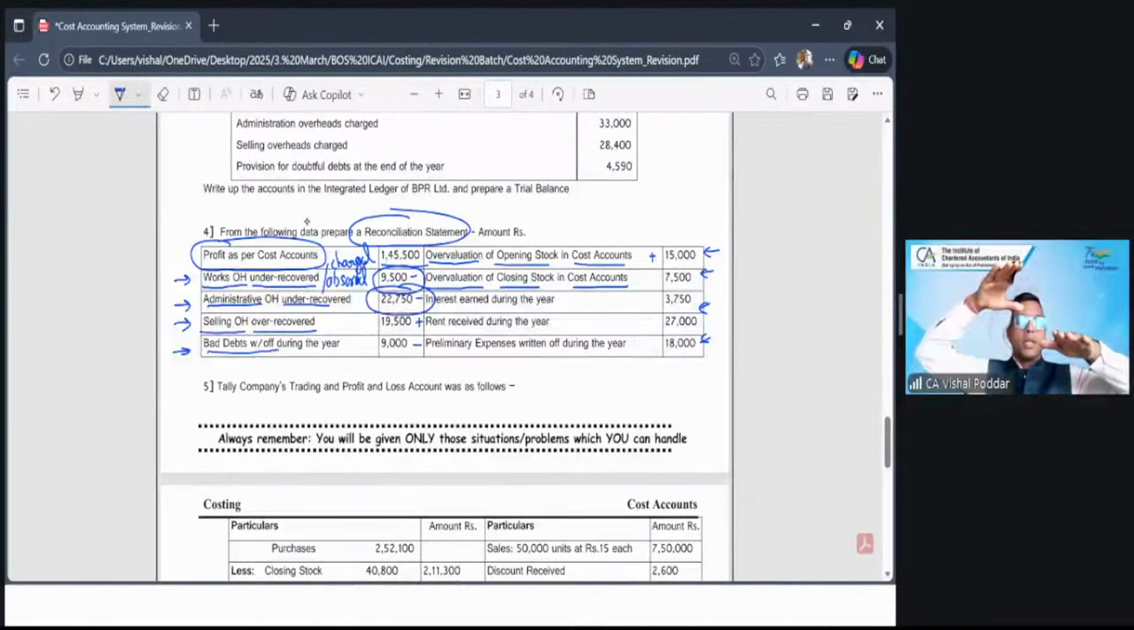So firstly, this is the level. Now we are going to climb down, because our starting point is cost accounting, since that is the profit given. So we have to climb down. So less.